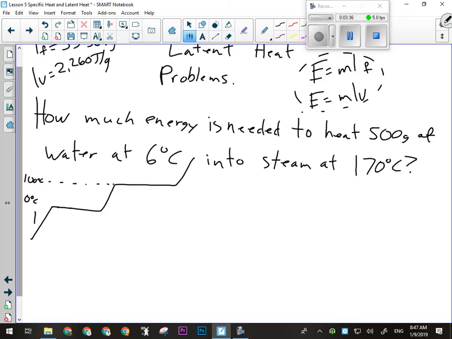For this flat part at 0 degrees, we use E equals mL_f. For this part up here, we use E equals mL_v because it's vaporizing up there. Everywhere else where the line is diagonal, we're changing the kinetic thermal energy, so we use E equals mc delta T. All right. Same here.